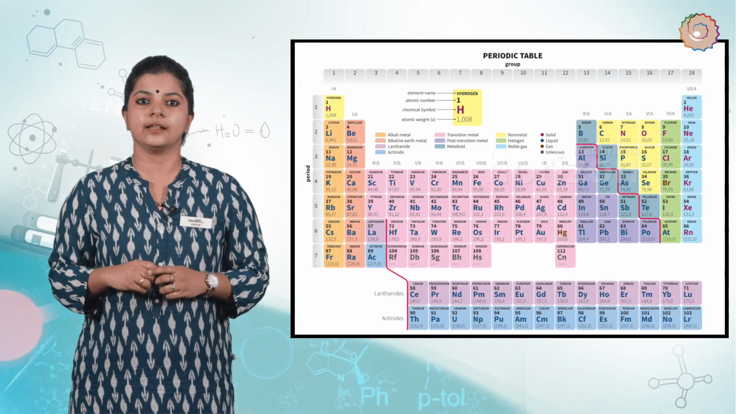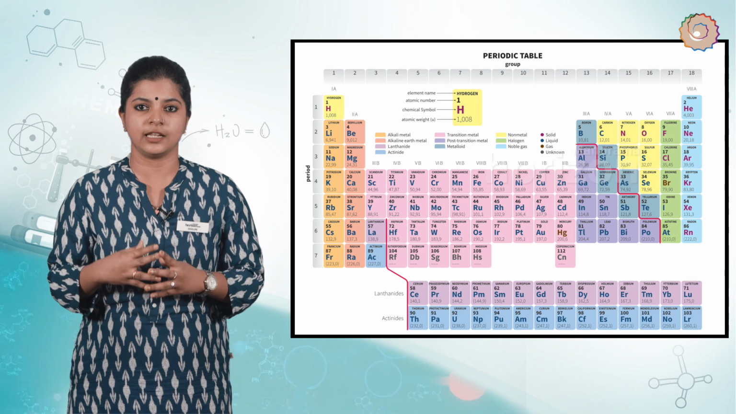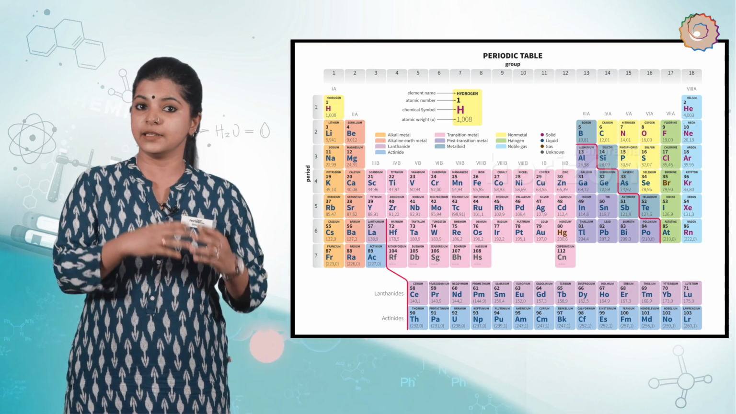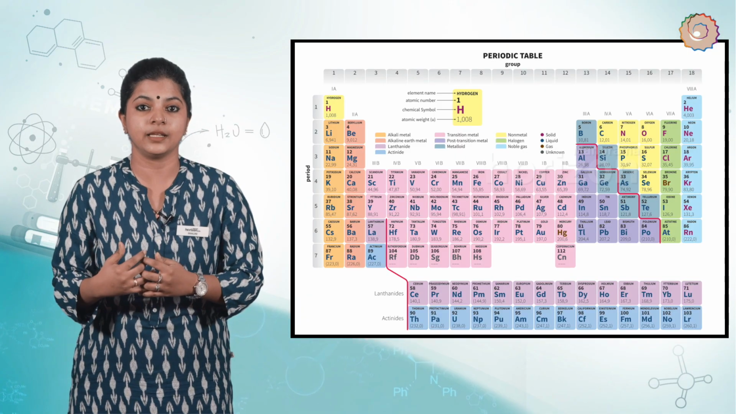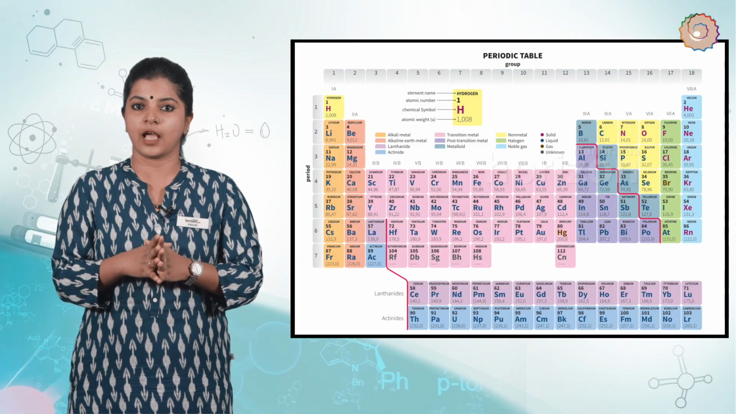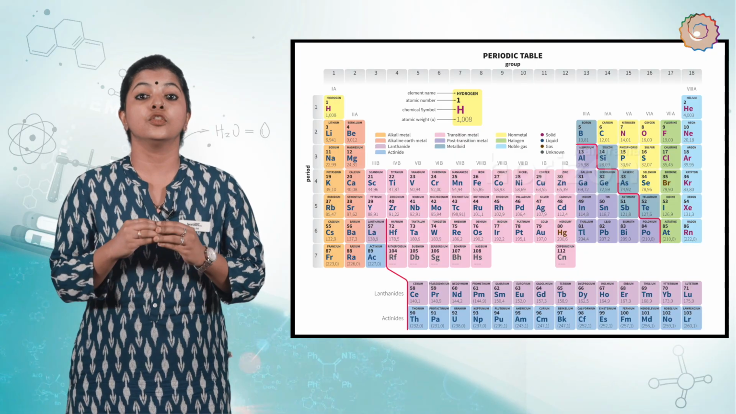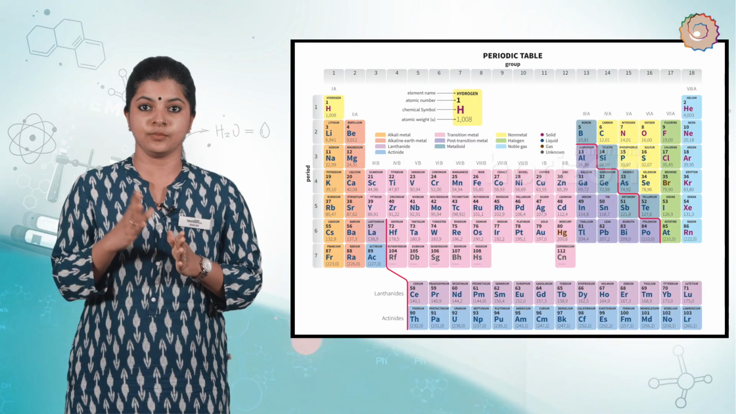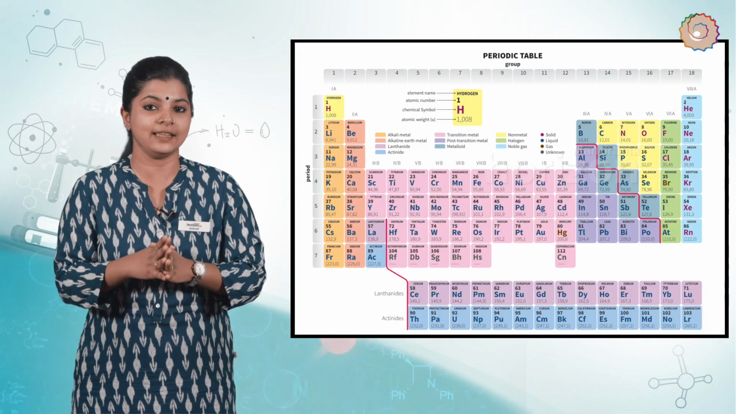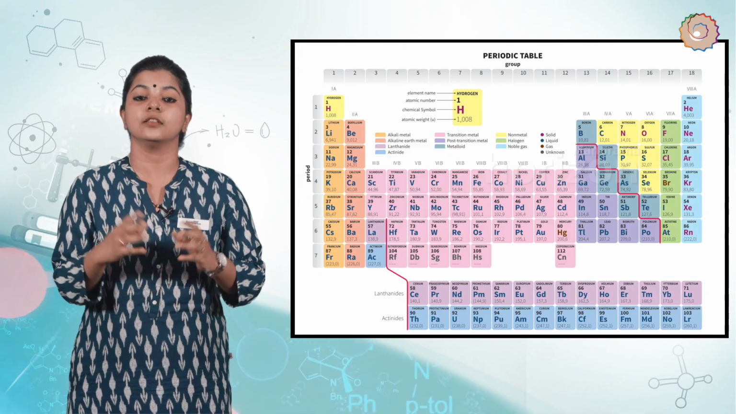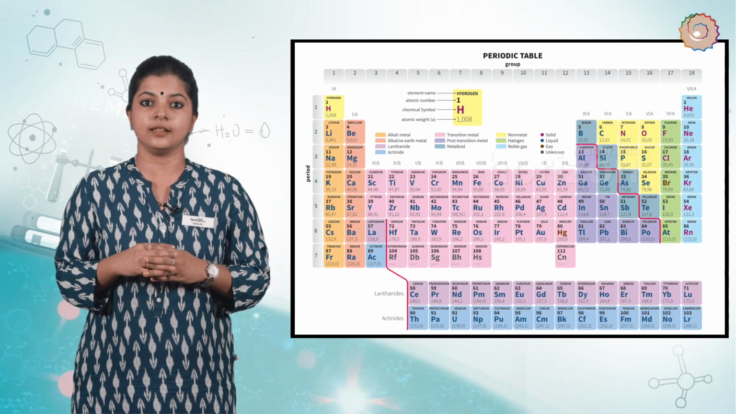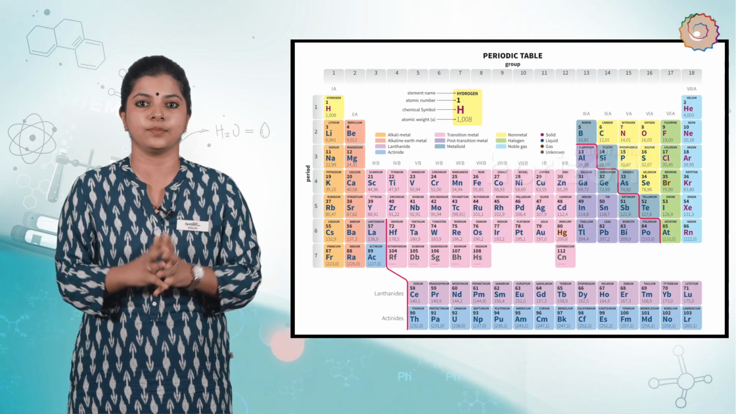The first period contains only 2 elements, hydrogen and helium, and is known as the shortest period. The second period, from lithium to neon, and the third period, from sodium to argon, contain 8 elements each and are known as short periods. The fourth period, from potassium to krypton, and the fifth period, rubidium to xenon, contain 18 elements each and are called the long periods. The sixth period contains 32 elements and is also known as the longest period.